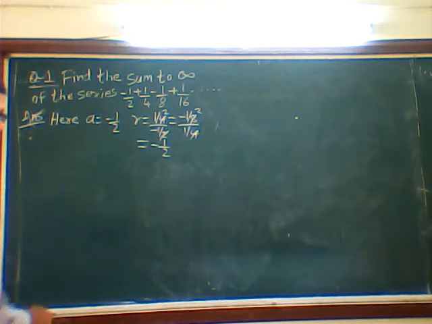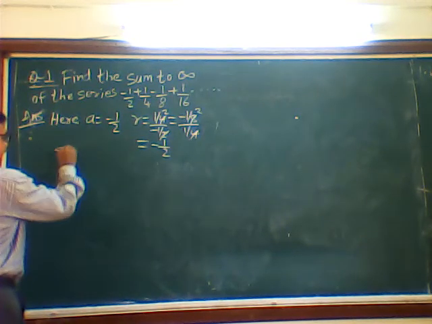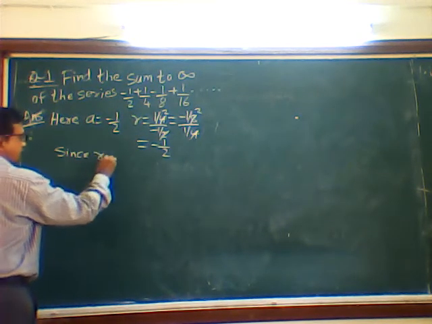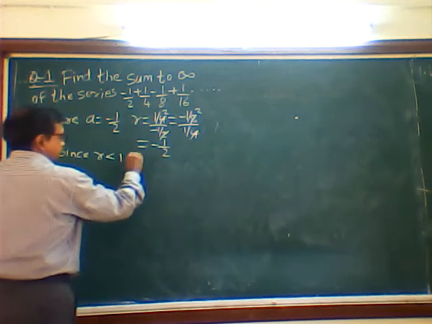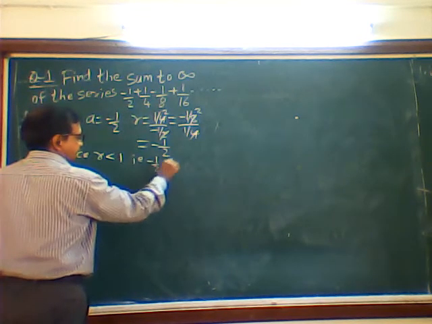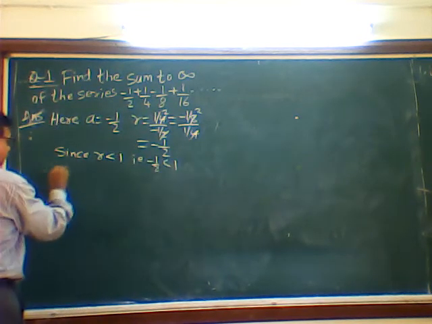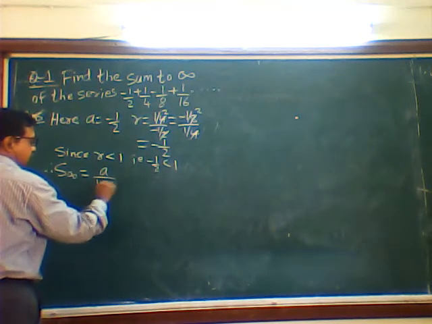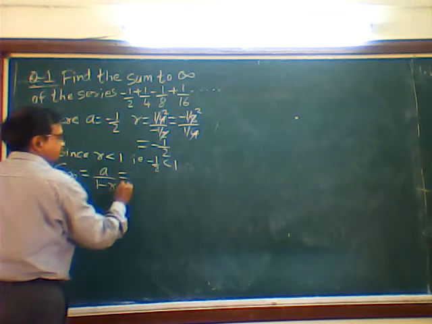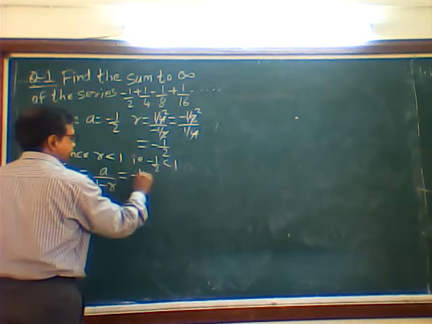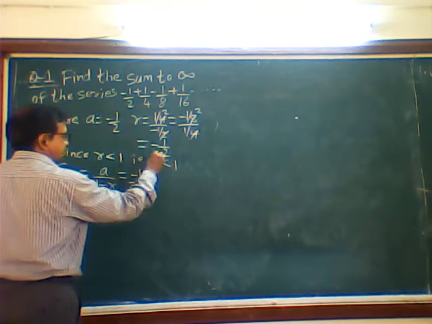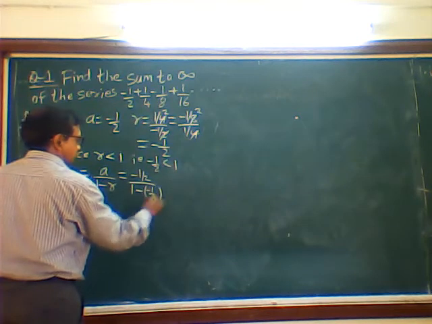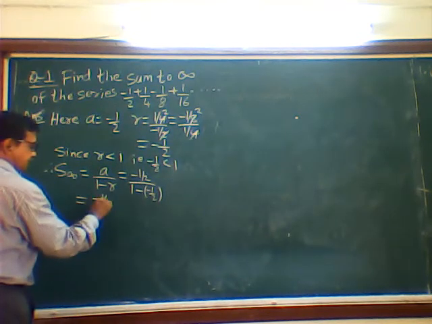Okay. So now since r is less than 1, that is, minus half is less than 1, therefore the formula is what? S infinity is a upon 1 minus r. So what is a? a is minus half. 1 minus r is what? 1 minus minus half. Okay, so what happens? Minus half as it is.